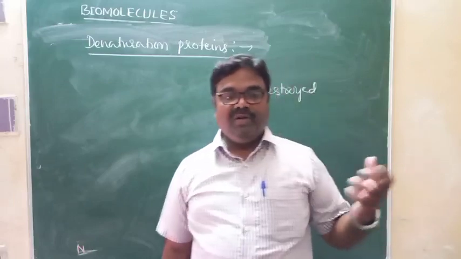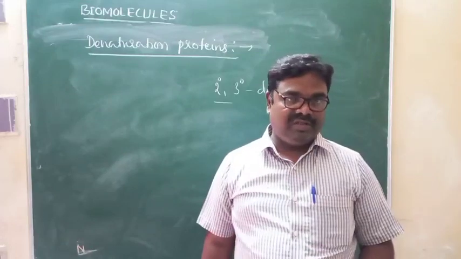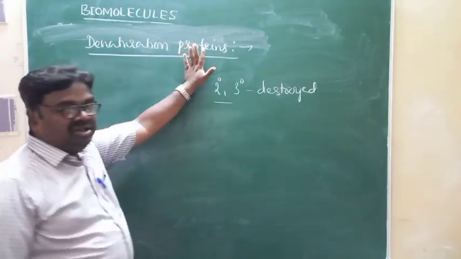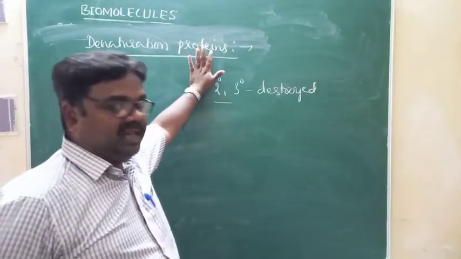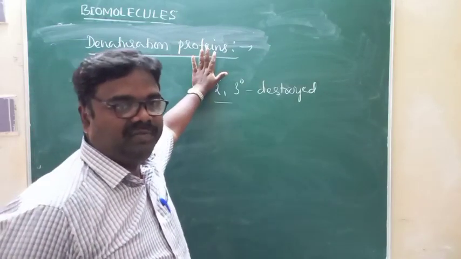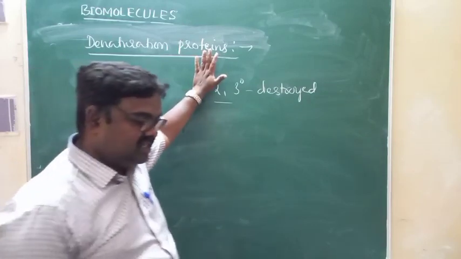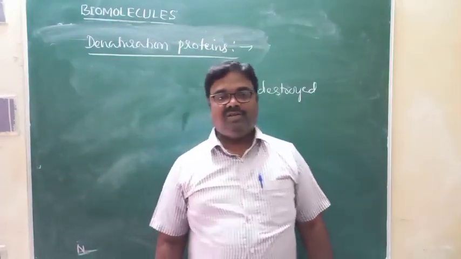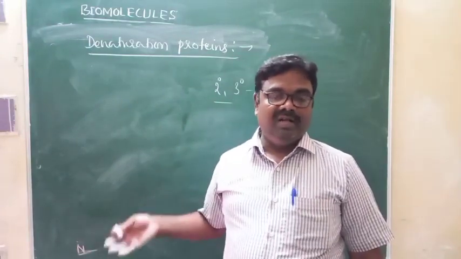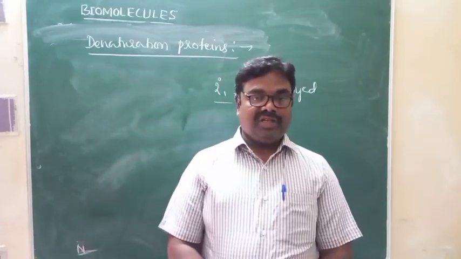That is, there will be no change in the sequence of alpha amino acids present in protein molecules. So this is what we call denaturation of proteins. We have some examples, like the coagulation of egg white upon boiling. Coagulation of egg white upon boiling is an example of denaturation of proteins. At the same time, curdling of milk, that is, conversion of milk into curd, is also an example of denaturation of proteins.